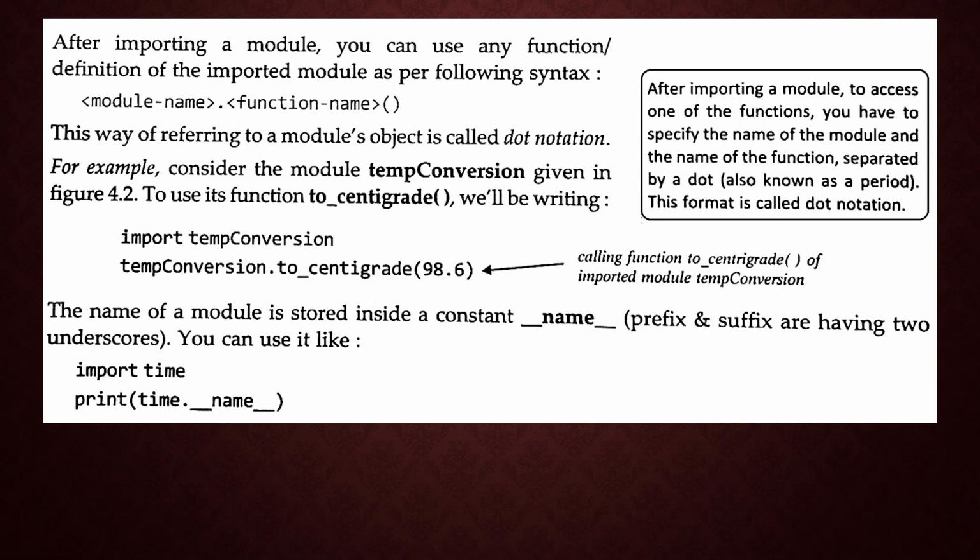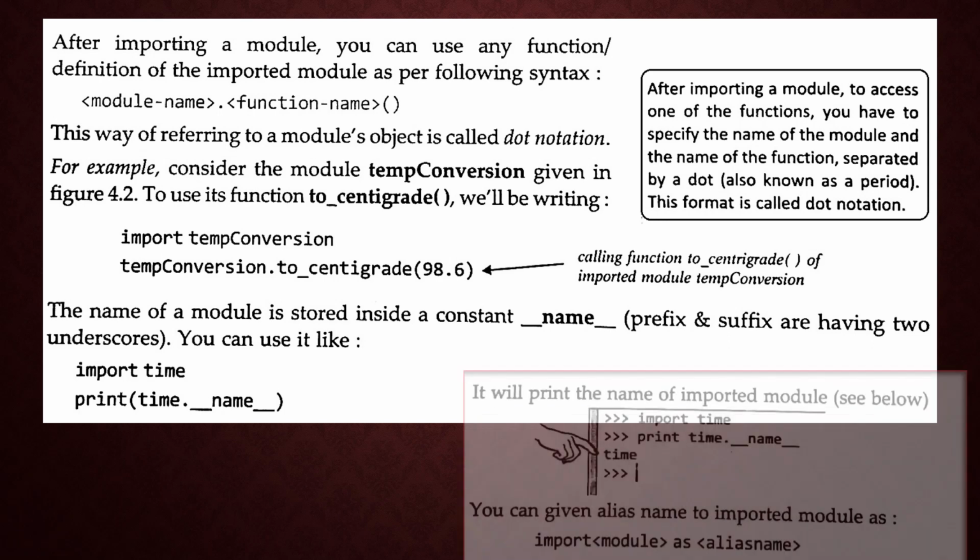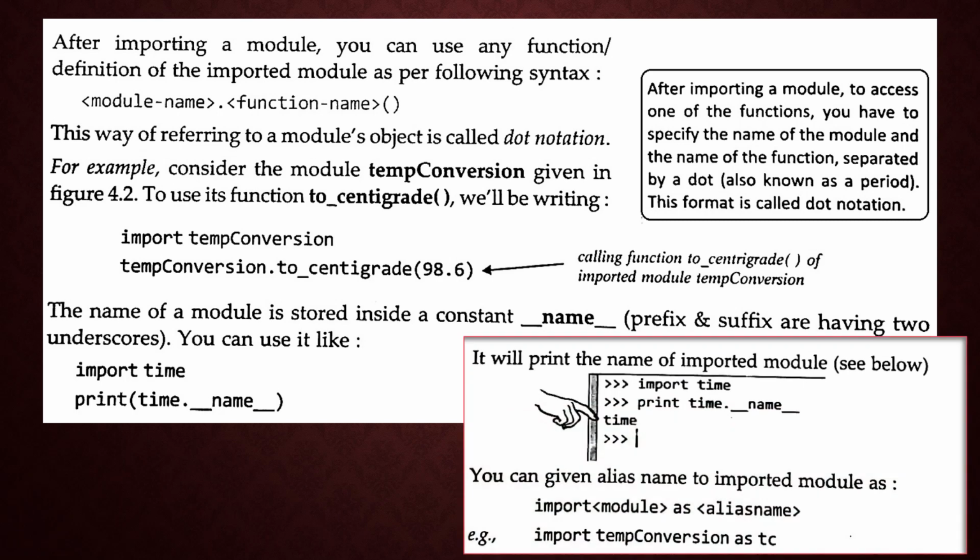See, temp conversion dot to centigrade. Right? Okay, these are about how to use a particular object pertaining to a module like this. And here it will print the name of the imported module. See, here it is given import time, print time dot name. Here print time dot name, so that will display time.